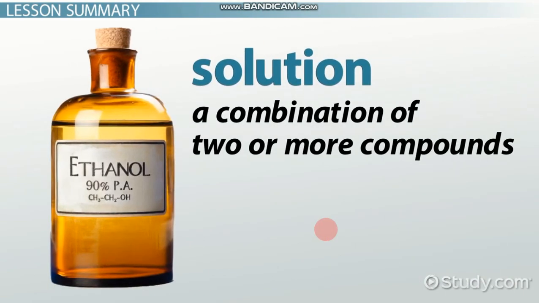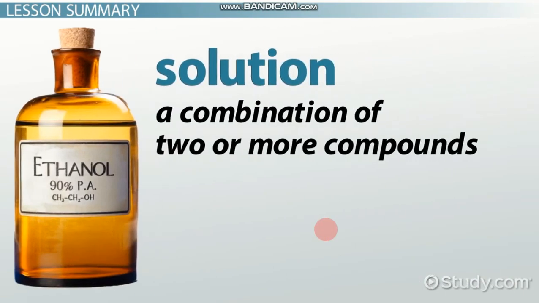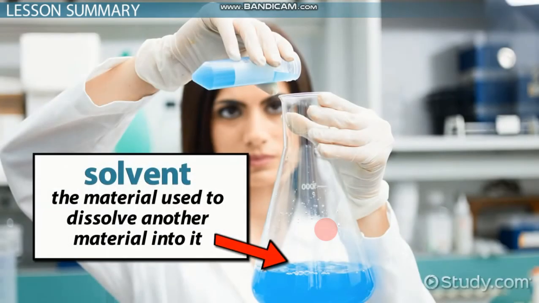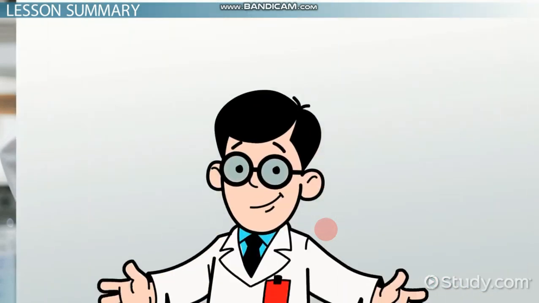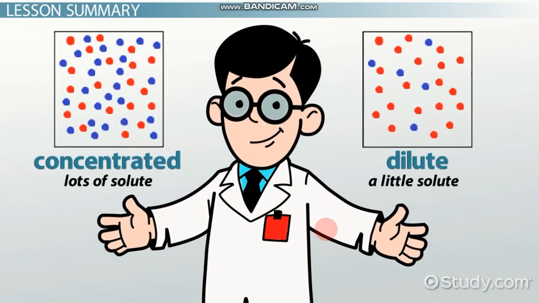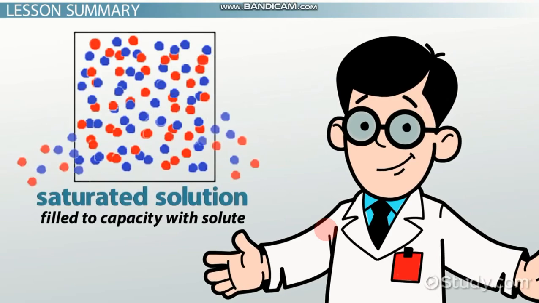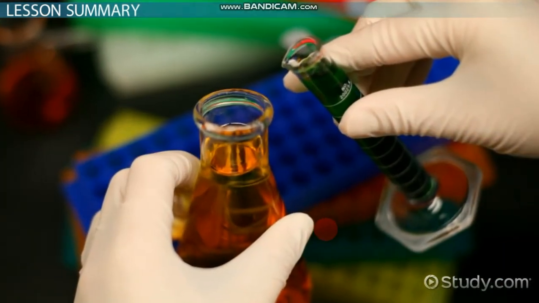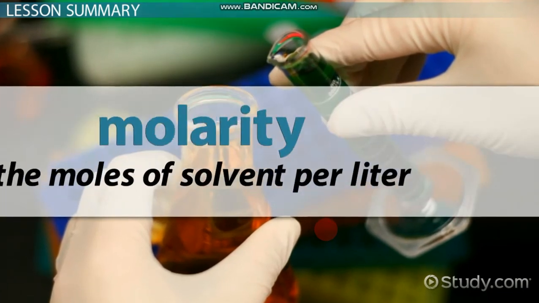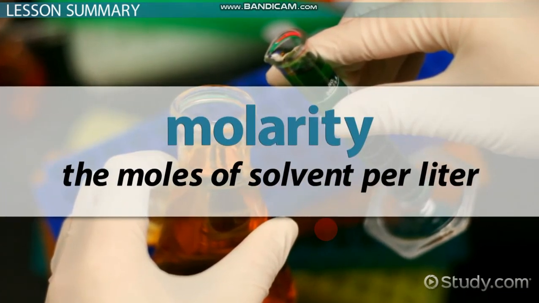A solution is a combination of two or more compounds. A solvent is the material used to dissolve another material into it. A solute is what is being dissolved into the solvent. Solutions can be concentrated, lots of solute, or dilute, little solute, depending on our needs. A saturated solution is one that is filled to capacity with solute. We can determine the concentration of a solution in molarity, or moles of solute per liter, by determining the number of moles of solute in a liter of solution.